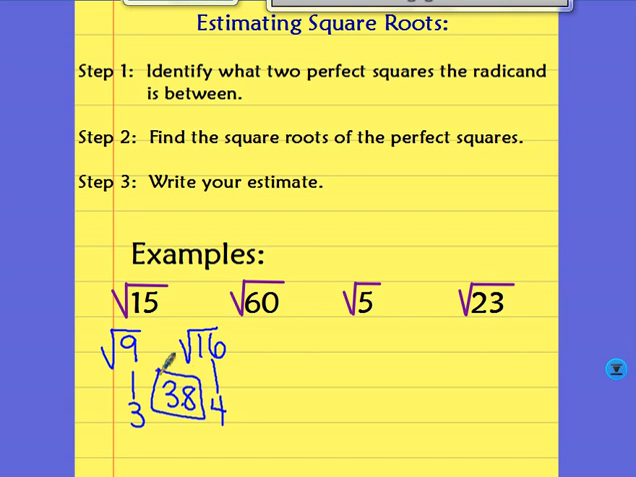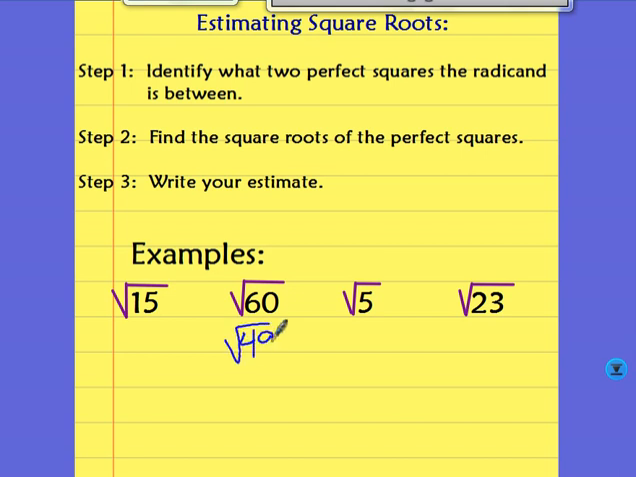Example number 2, the square root of 60. 60 sits between 2 perfect squares that are 49 and 64. The square root of 49 is 7, and the square root of 64 is 8. Because 60 is closer to 64, we would estimate the square root of 60 to be approximately 7.7.